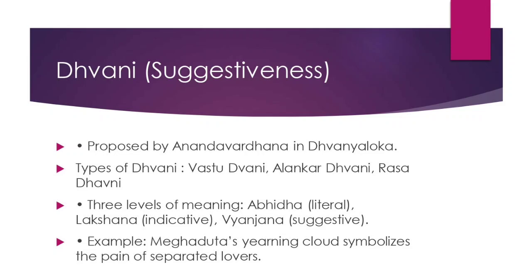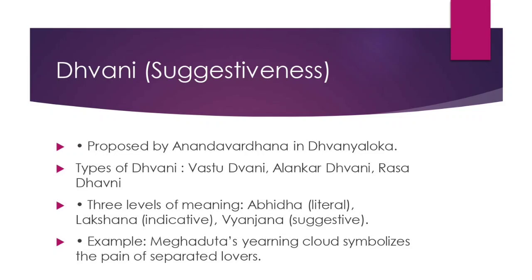Now let's move to Rasa Dhvani. Rasa Dhvani is the suggestion of emotions. For example, a scene depicting falling leaves may evoke Karuna rasa, or pathos, to signify the end of life. We can connect that when the leaves fall from the tree, we compare that emotion to the fact that someone has to die one day. These examples come under Rasa Dhvani.